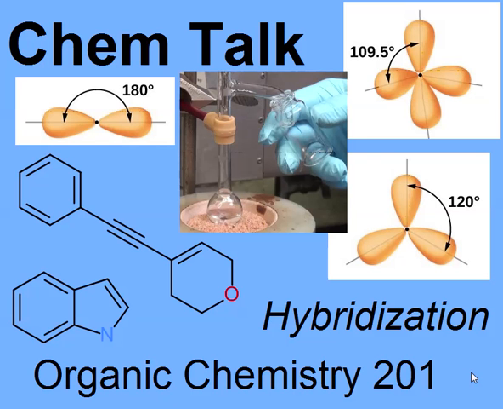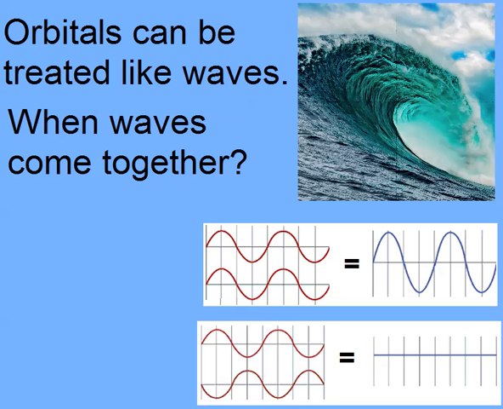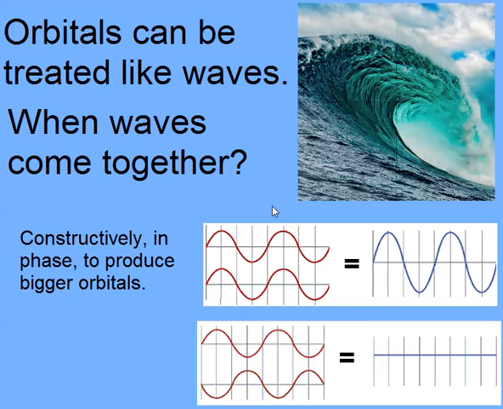So let's take a look at hybridization theory from an organic chemistry point of view. We're treating these orbitals on the atoms like wave functions. And just like any wave, like a water wave, these waves can come together in basically one of two ways. They can come together constructively, which is to say they come together in phase, and we produce a new wave which is bigger and is basically the sum of its component parts.